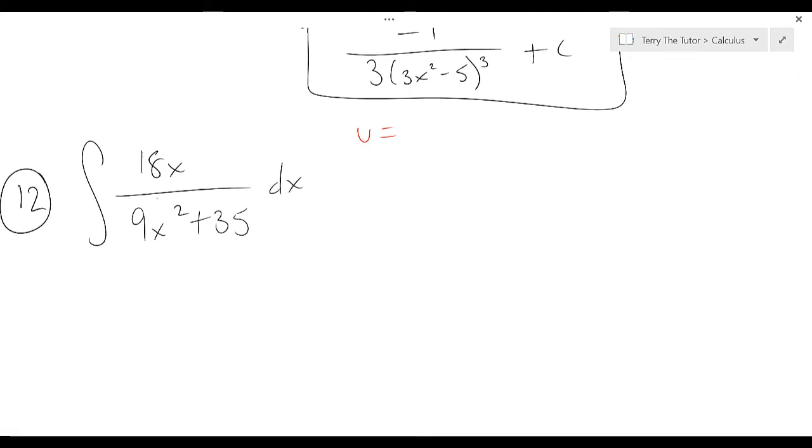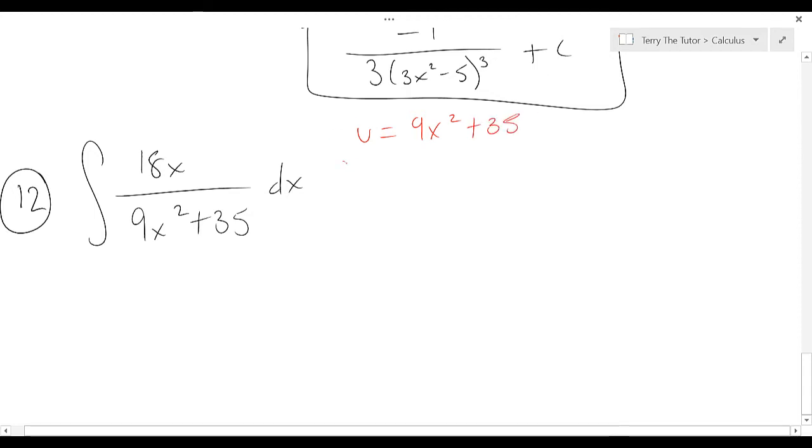So let's parse through. If I take the derivative of 18x, I'll get 18. Do I have an 18 down here? No. In fact, that 35 is kind of odd. Well, let's see. If I take the derivative of 9x squared, I wind up with 18. And the derivative of 35 is going to go away. So that oddity doesn't matter. So this looks like my best choice for u. So u equals 9x squared plus 35.